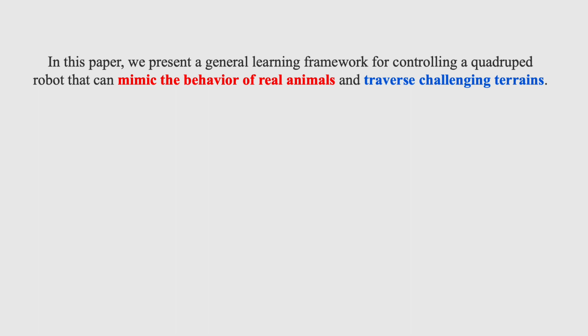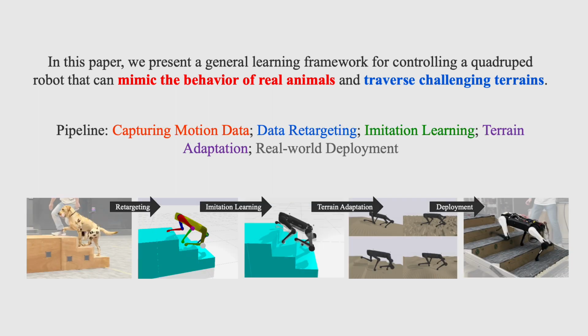In this paper, we present a general learning framework for controlling quadruped robots that can mimic the behavior of real animals and traverse challenging terrains. The below figure shows our pipeline: capture motion data, data retargeting, imitation learning, terrain adaptation, and real-world deployment.